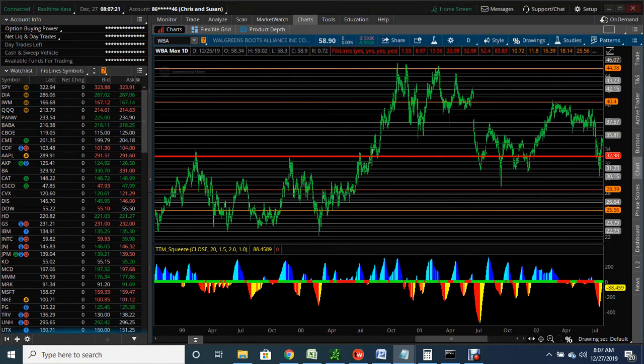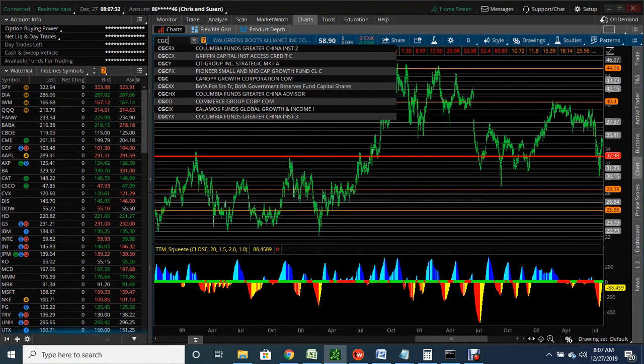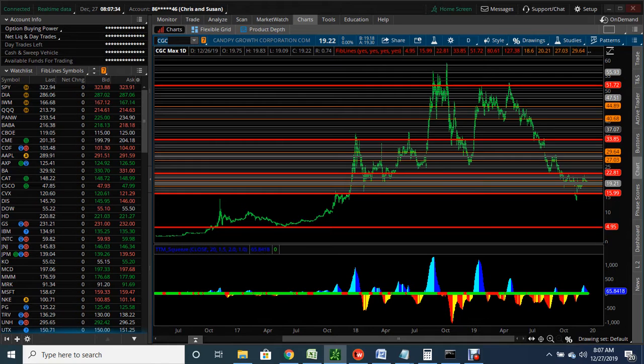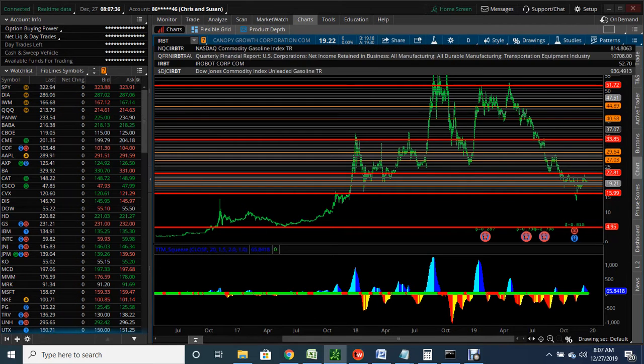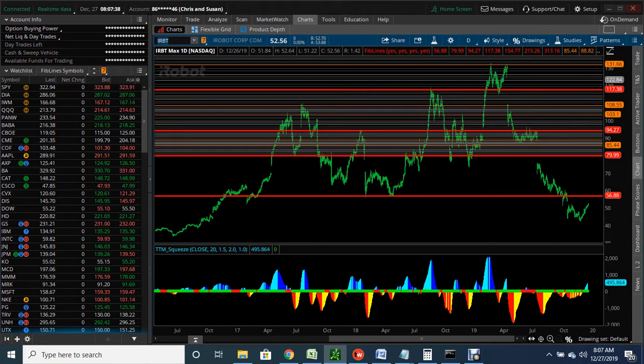So most of that was just based on passive moves in the indexes, so I can't really claim any brilliance on that. I did have a rough time with some of my picks. Took a bath on CGC, Canopy Growth. Also took a bath on iRobot, IRBT. So did pretty poorly on both of those. Could have done better loss control.